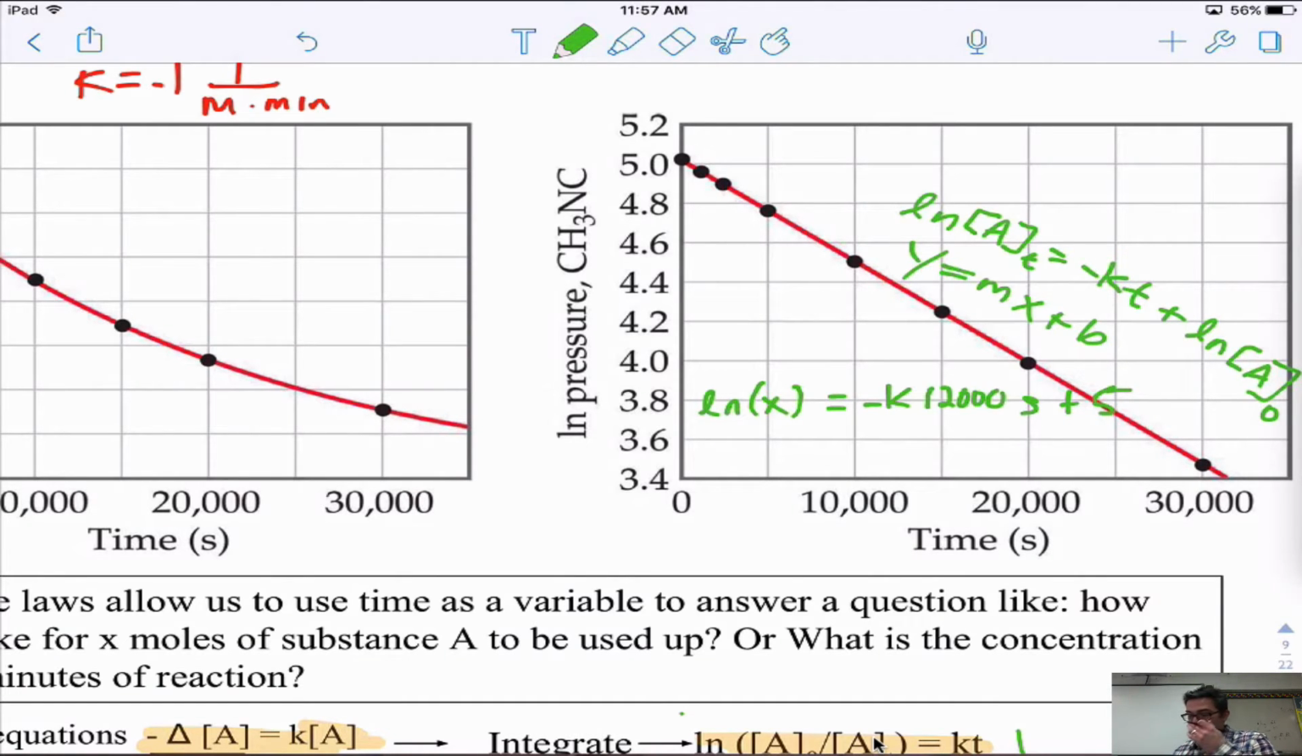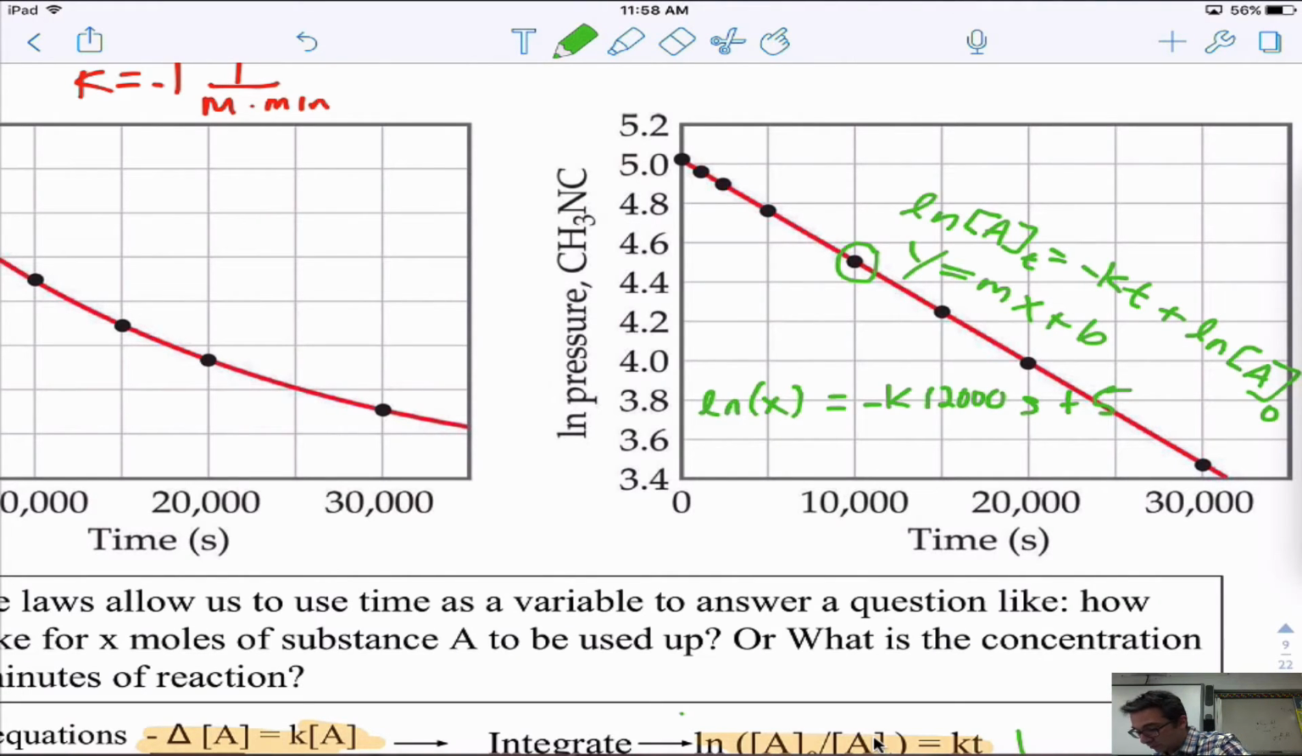Now, I don't know what k is, so I need to figure out k first. Here's where I would pick a point that I think would work best for me. I would probably choose something like 10,000 seconds, and I would choose 4.5 for that. I would first solve for k. Once I found k, I could plug that into my equation and figure out what my value for x was. So this would require 2 steps. Let's go ahead and find k first.